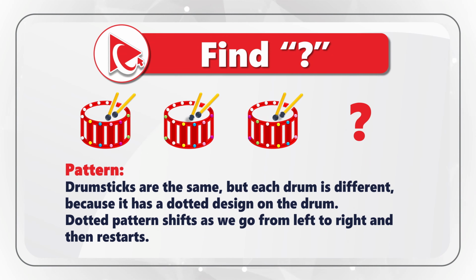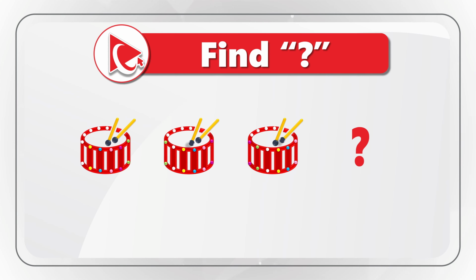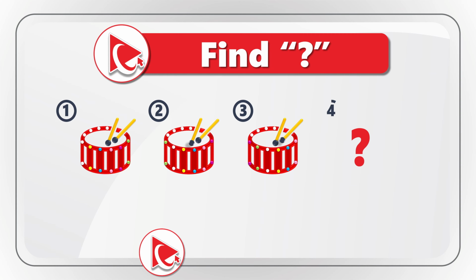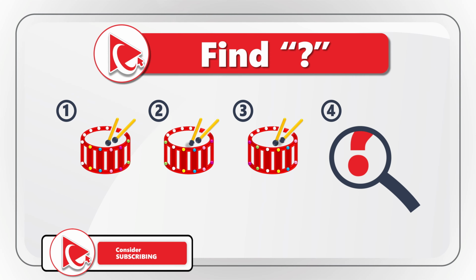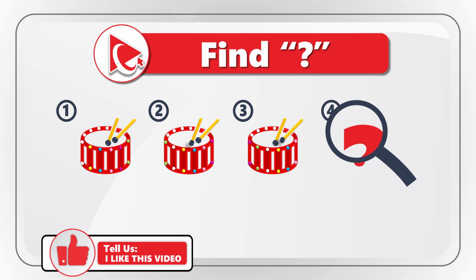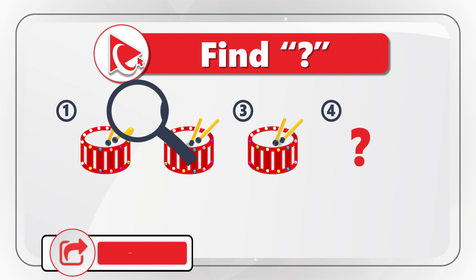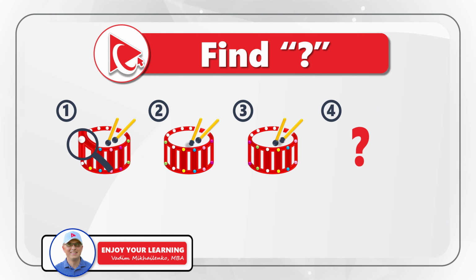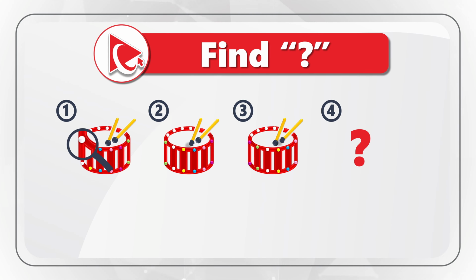If you look closely, you will see that only drumsticks are the same, but drums are different because they have dotted designs on each drum. Let me assign a unique number to each drum in the sequence. We will reference these drums as 1, 2, 3, and then the missing drum we will reference as number 4. Let's look closely at drum number 1. On the top of drum 1, the dotted pattern consists only of white dots, but as it continues, you see different colors. Let's follow these colors.